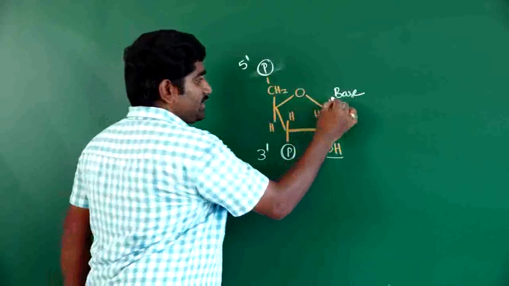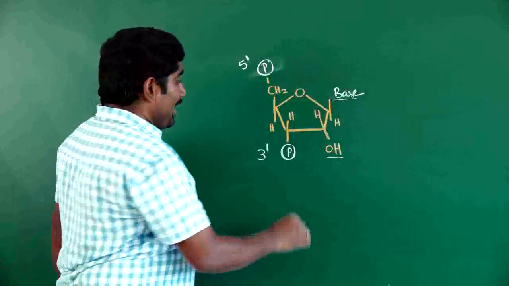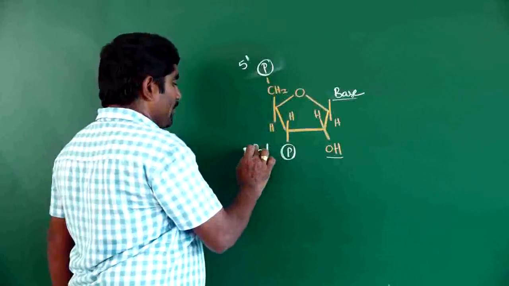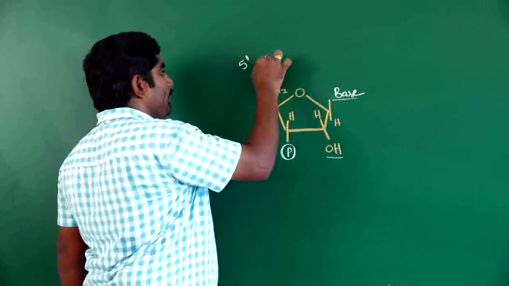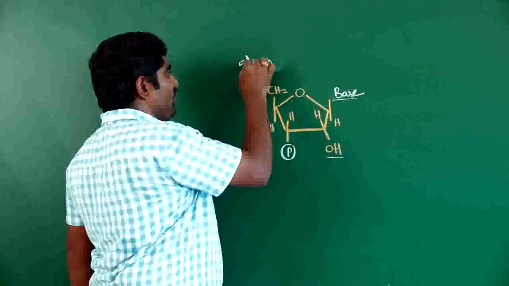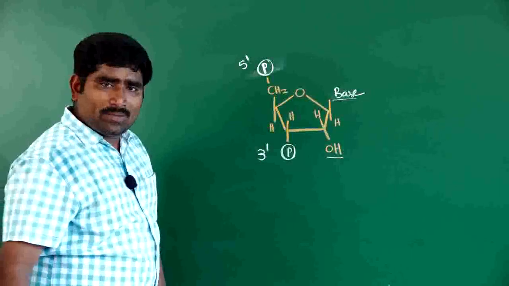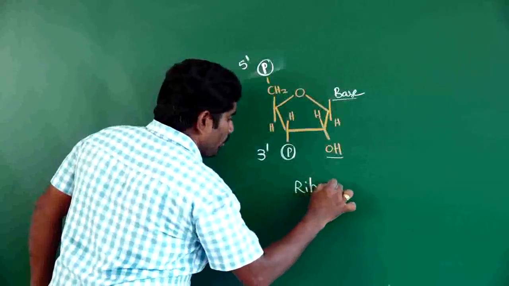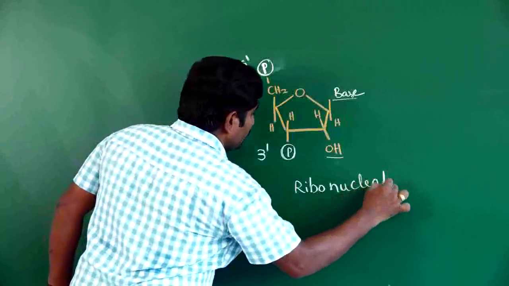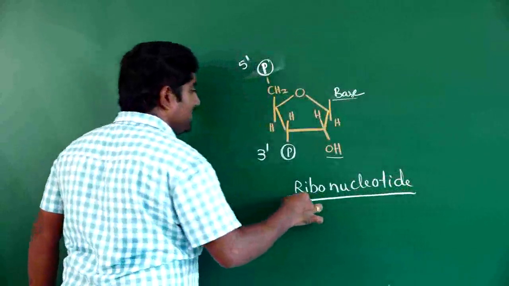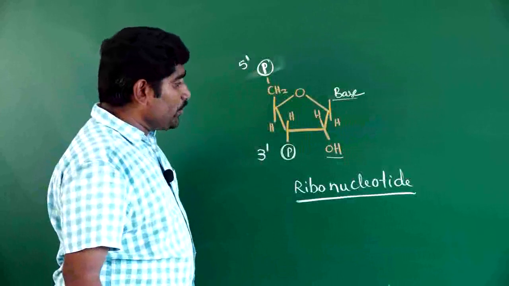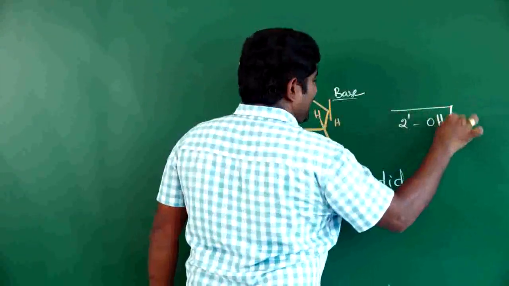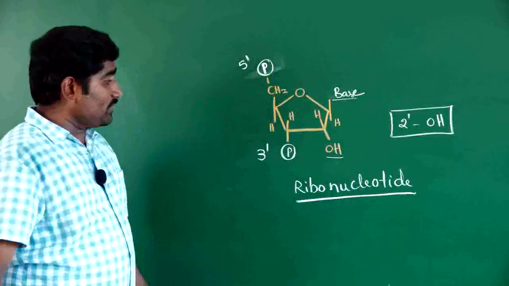So the base replaces the first carbon OH group, the third carbon OH group is replaced by one phosphate, and the fifth carbon OH group is replaced by another phosphate. So one OH group is left. Now this is called a ribonucleotide. Ribonucleotide means the 2' OH group is present.